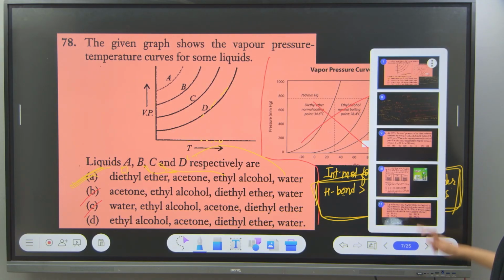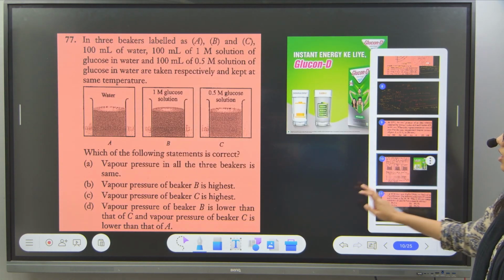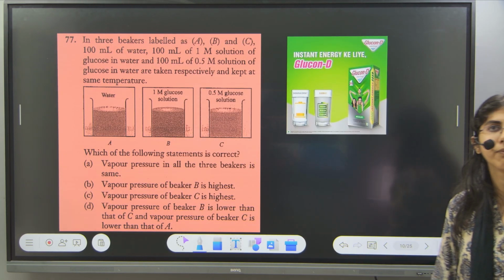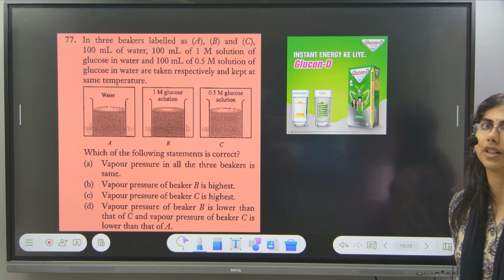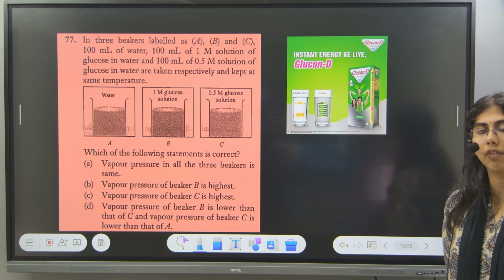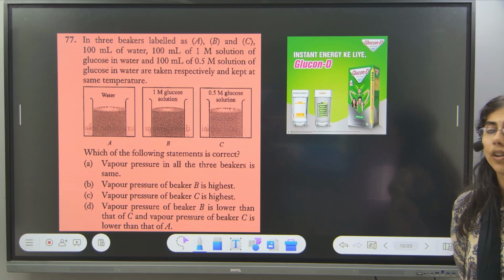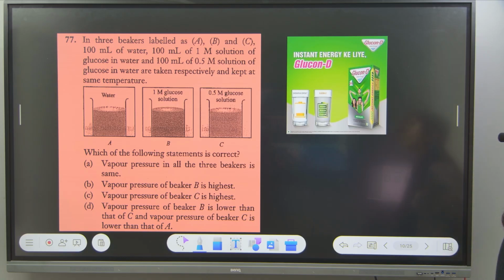Now we'll take this question. It is based on the concept of vapor pressure, what happens when a solute is added. So they have given 3 solutions and they're asking something about vapor pressure.